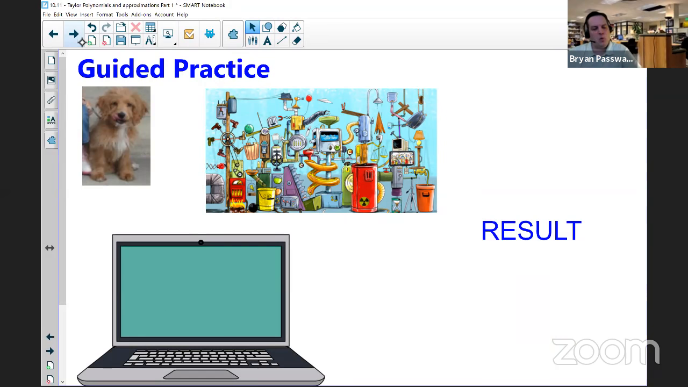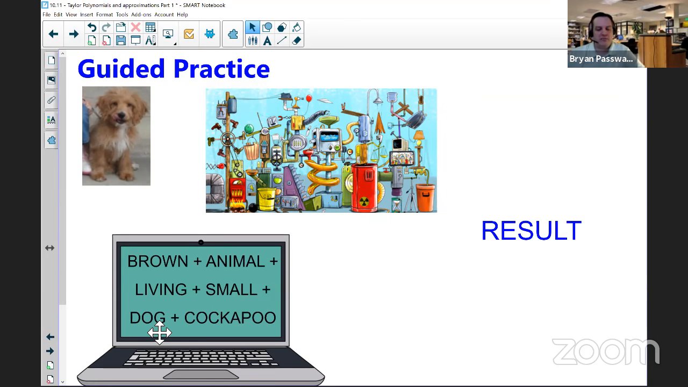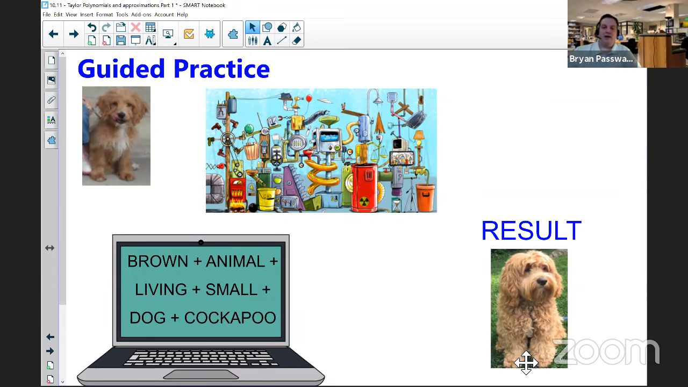It doesn't quite look like my dog, but at least it's a brown, smaller animal that's living, right? So what if I did it one step further? I kept giving more traits. And what if I meant the breed of my dog? My dog is a cockapoodle. It's a cocker spaniel and a poodle. And I include all that information. Now we get something like that. Now we're on the right track. This is actually not a picture of my dog.